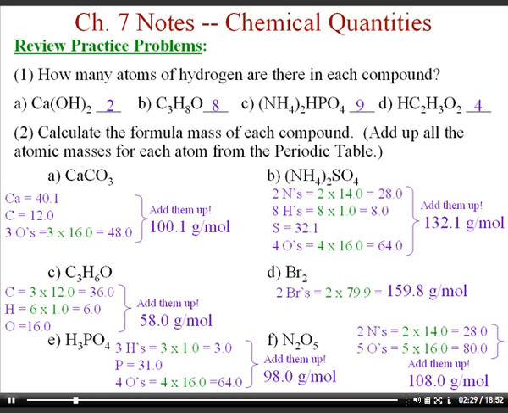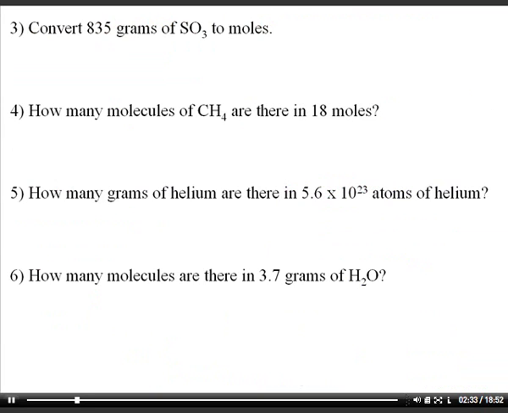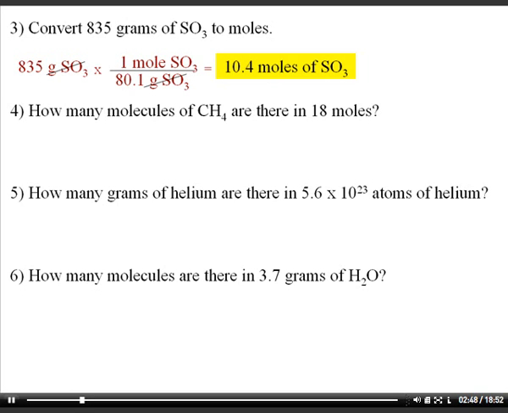Now this idea of formula mass is very important because on the next slide we're going to do conversion problems just like we've done in previous chapters. We're going to convert the grams of SO3, that's sulfur trioxide, into the number of moles, and you'll have to use the formula mass for the conversion factor on the bottom. We always use 1 mole on top, and then you can cancel out your units and get your final answer for the number of moles is 10.4.